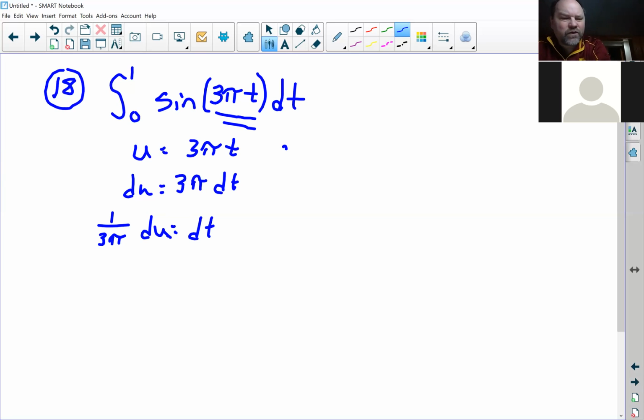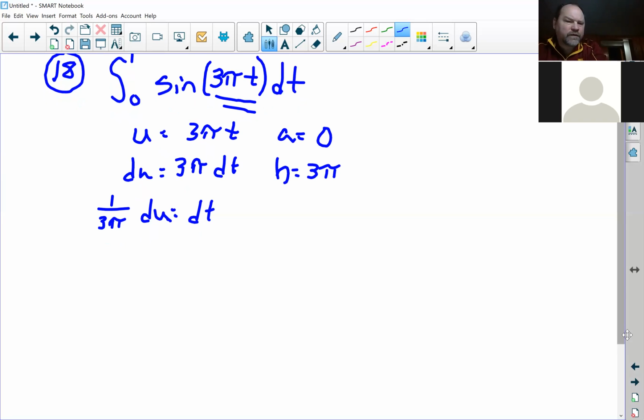Again, my limits, my lower limit, if I take 0 and plug it in for t, I get 0. And if I plug 1 in for t, I get 3 pi. So 1 over 3 pi times the integral from 0 to 3 pi of sine u du.